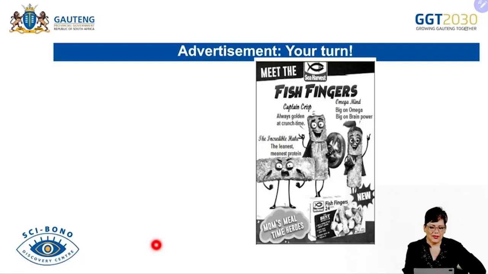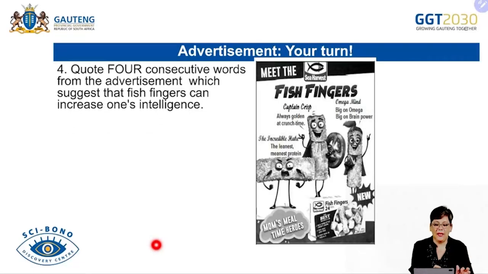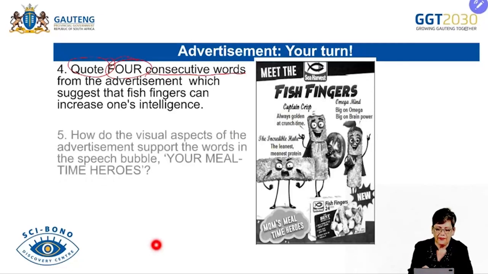Let's try the next one. So the next question is, again, so you see the same question pops up every time. Quote 4 consecutive words from the advertisement which suggest that fish fingers can increase one's intelligence. Remember, we're looking for 4 consecutive words, one after the other. We have to quote them, which means we have to find them in the text. We have to put them in inverted commas. And we have to make sure they are spelled correctly. Right. 5.